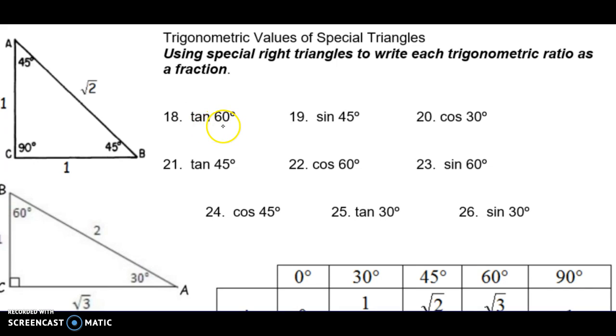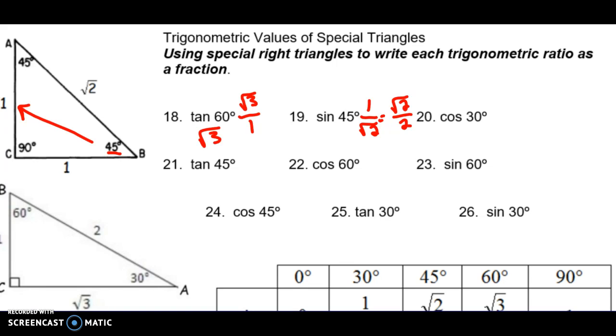So if I have tangent of 60, for 60, tangent is opposite over adjacent. So in a 30-60-90 triangle, the side opposite the 60-degree angle is the square root of 3, and the adjacent is 1. So my answer here is the square root of 3. For sine of 45, my 45-degree angle, it does not matter which one I pick. So if I have 45 degrees, sine is opposite, just 1, and the hypotenuse is the square root of 2. This is not allowed. I have to rationalize the denominator, and I get the square root of 2 over 2.